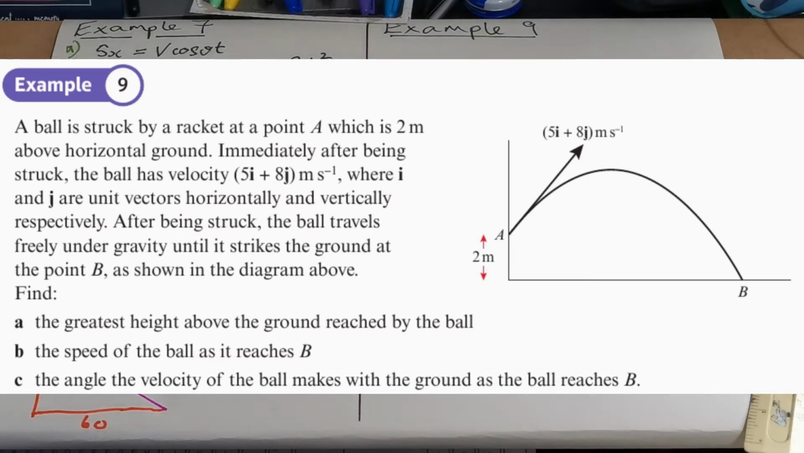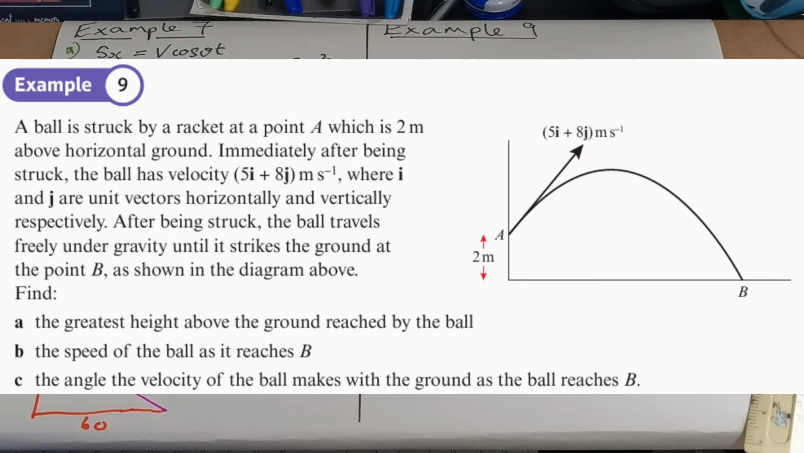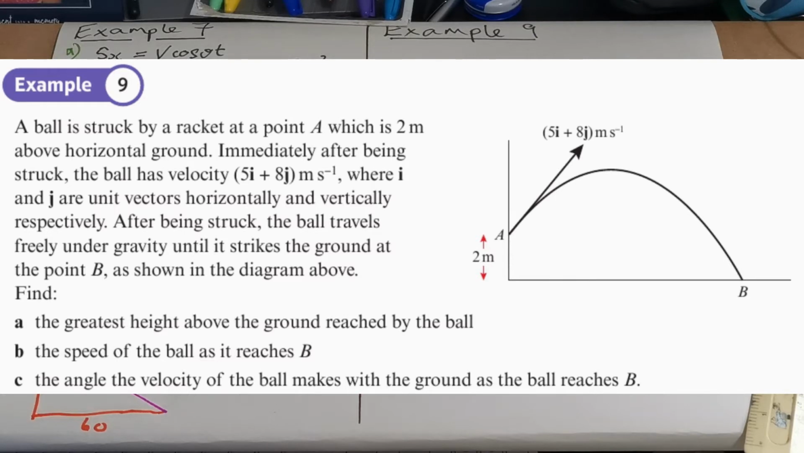Which you can see up there now. It says a ball is struck by a racket at a point A, which is 2 meters above horizontal ground. Immediately after being struck, the ball has a velocity of 5i plus 4j, where i and j are unit vectors horizontally and vertically respectively. After being struck, the ball travels freely under gravity until it strikes the ground at the point B as shown in the diagram above. Find the greatest height above the ground reached by the ball.